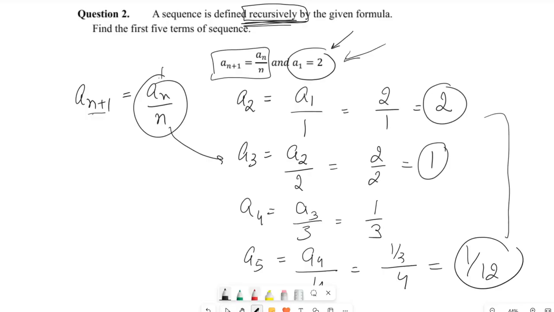Now, the important thing to notice is that in recursive formulas, for any term, you have to find the previous term. Without finding a4, you cannot find a5. So you have to find them in order. If I ask you to find a100, you can't do it directly, because first you have to find a1, a2, a3, a4 up to a99 to calculate a100. So this is a little more complicated, but it has some application in some courses.